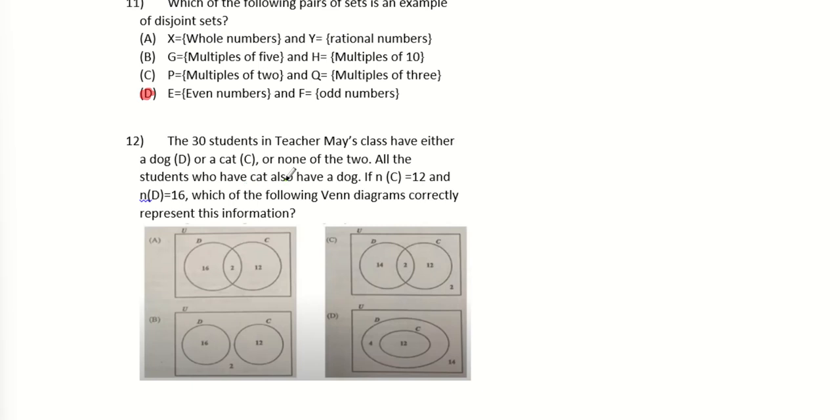So what I'm seeing here is that the persons who have cats also have dogs, meaning that the number of persons who have cats is a subset of the number of persons who have dogs. So immediately my answer is D. Why? Because D is the only one where they are a subset of each other.